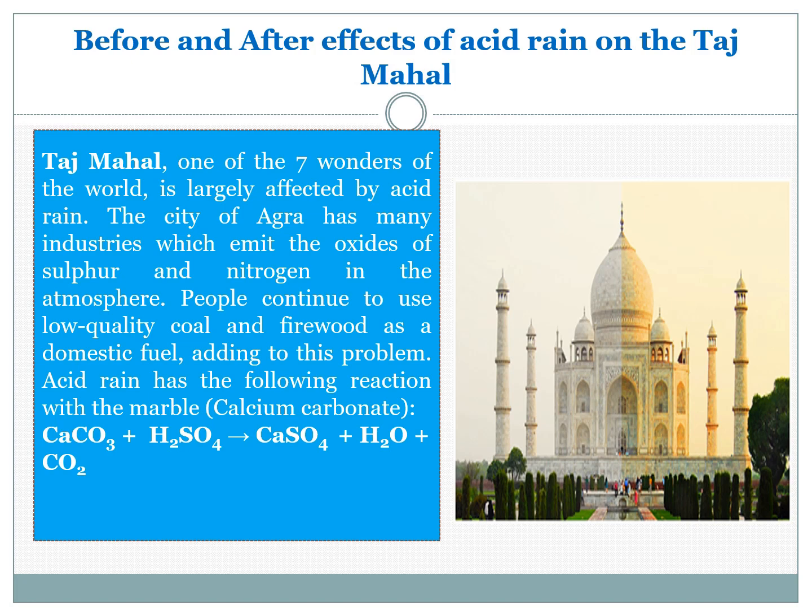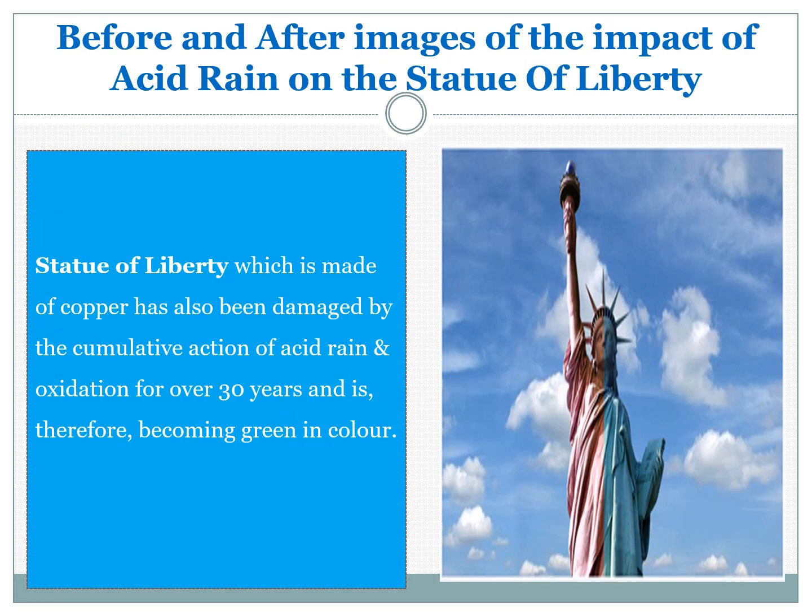The nitrogen oxides and sulfur oxides form acid, and the acid component reacts with calcium carbonate because the monument is made of marble. The main composition of marble is calcium carbonate. The calcium carbonate reacts with sulfuric acid to form calcium sulfate. The picture shows how this monument has been affected by acid rain. The next example is the Statue of Liberty, which is made of copper. It has been damaged by the cumulative action of acid rain and oxidation for over 30 years, and it has become green in color.